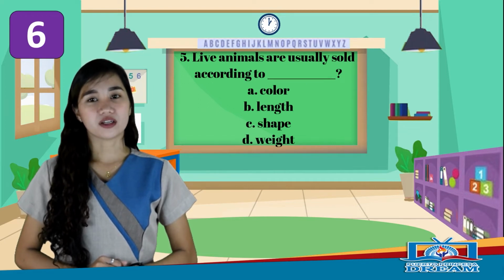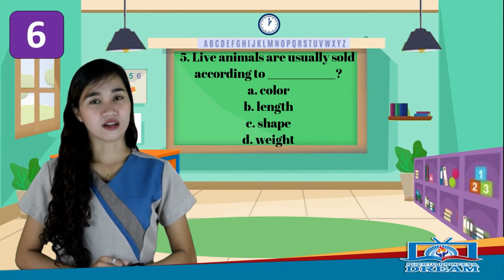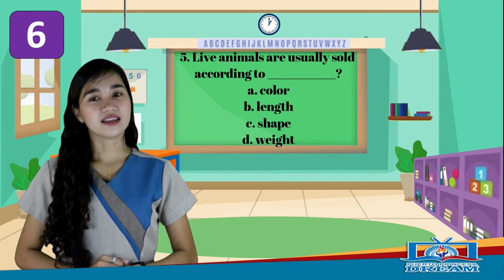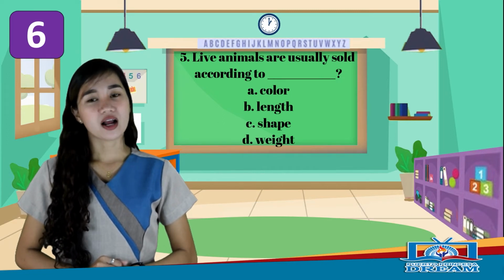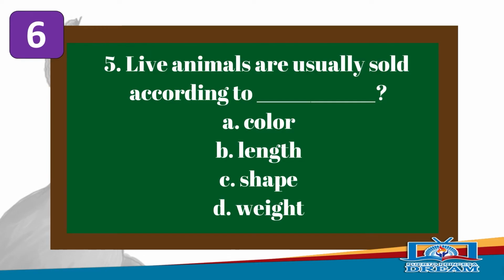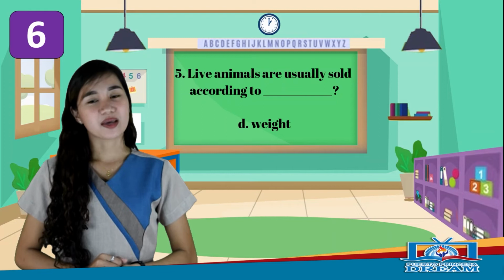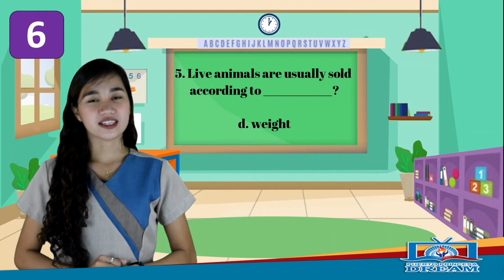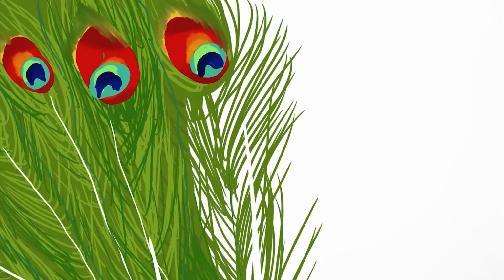Live animals are usually sold according to blank. A. Color. B. Length. C. Shape. Or D. Weight. Time's up. The right answer is letter D.